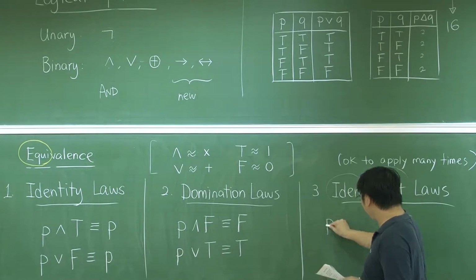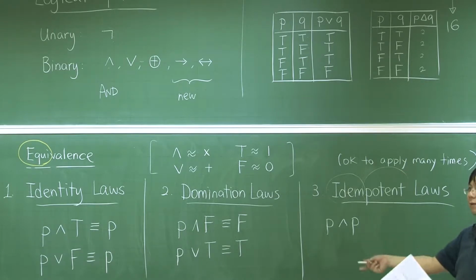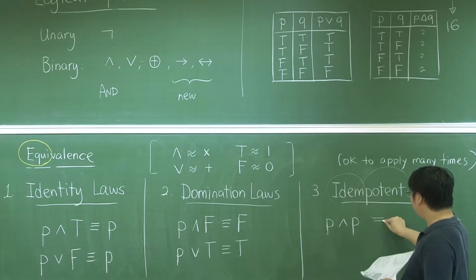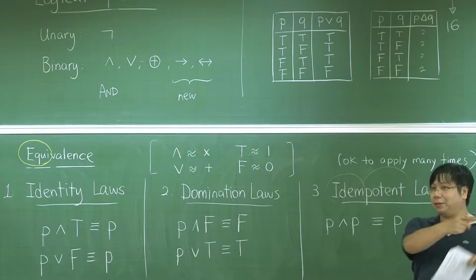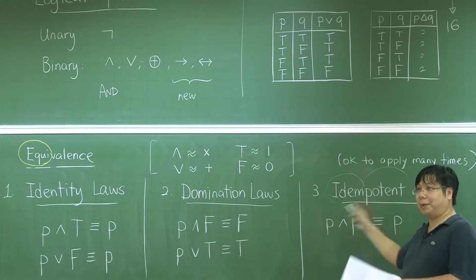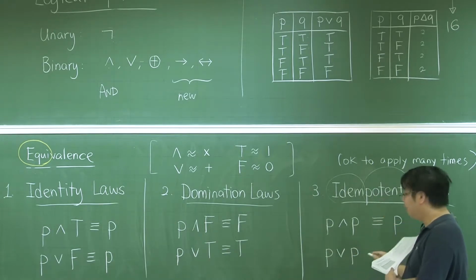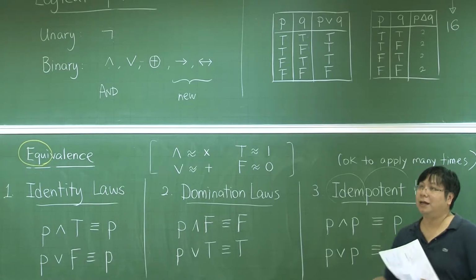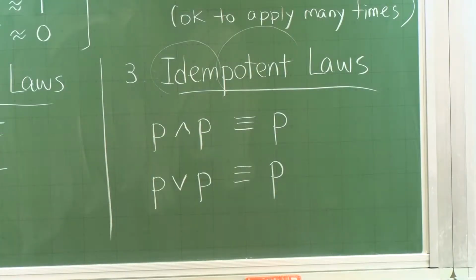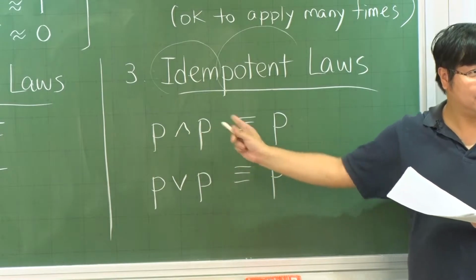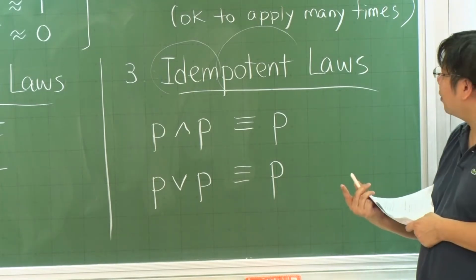For instance, P and P. I have a P, and then I AND it with P. You can simplify it as just P. Does that make sense? If P is true, then P and P is true. If P is false, P and P is false. So it agrees with P. Similarly, we have P or P. No matter how many times you apply the operator on yourself, you still get the same value as yourself. So this is called the idempotent laws.